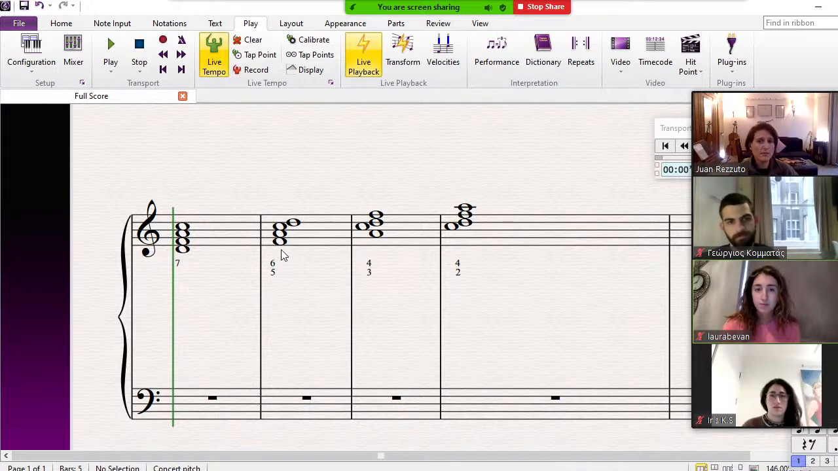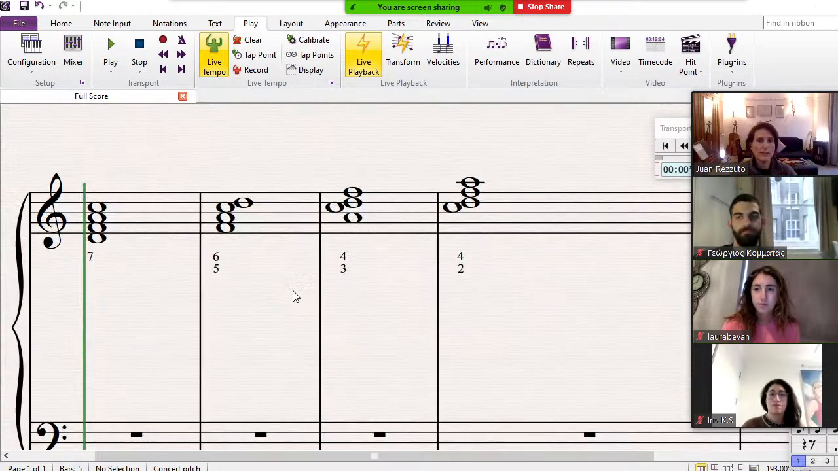6, 5, 6 is the same thing. We say 6, 5. But the interval from the bass, the first interval that appears from the bass to the highest note is the 5. And there's the 6. Just to clarify that, when you name them it is 7, 6, 5, 4, 3, 4, 2, or 2. And this is how we write them.